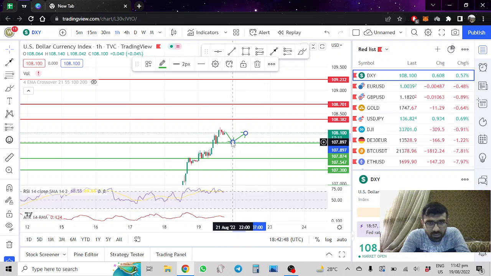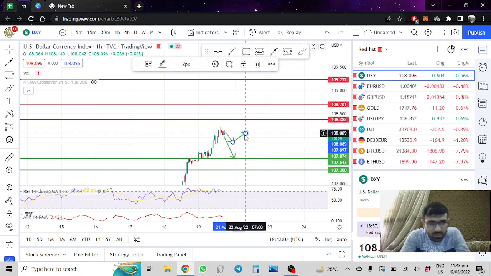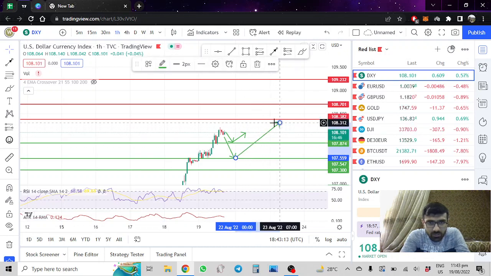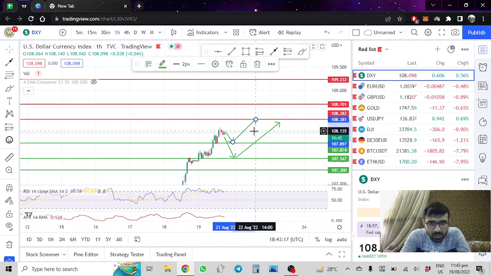Another buying scenario would be something like this. If the market goes till here, okay, market goes till here, then we would buy from here, and our target would be this. Similarly over here our target would be this.